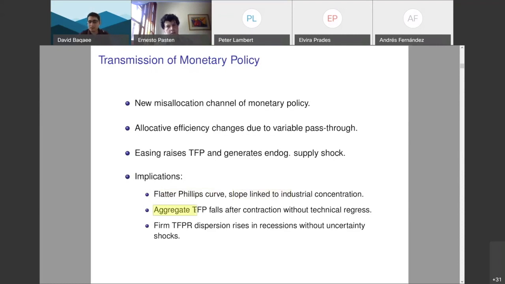But the outcome is going to be aggregate TFP is going to fall in recessions without any change in technology. And firm-level TFPR dispersion is going to be countercyclical. So dispersion in firm-level TFPR will rise in recessions and fall in booms, which is something people have observed in the data. But it's going to have nothing to do with uncertainty shocks, which is one way people interpret changes in TFPR dispersion.